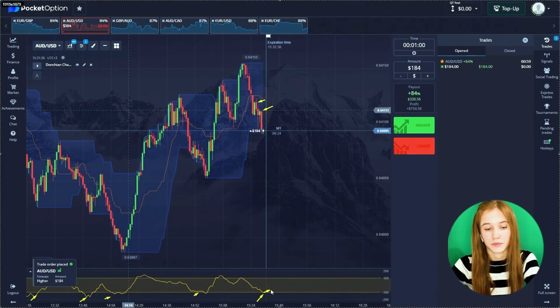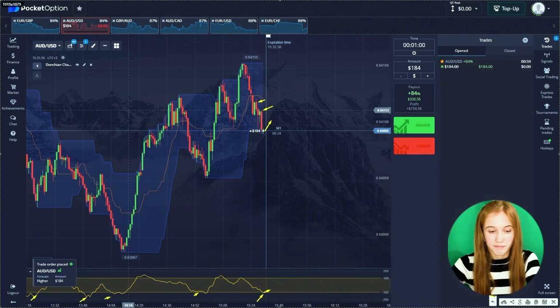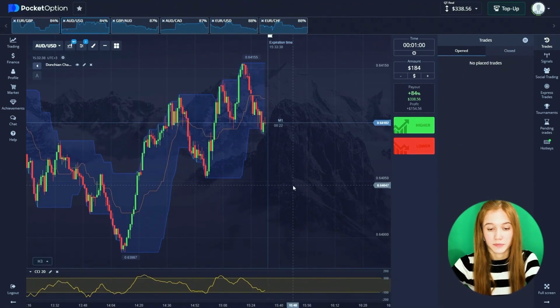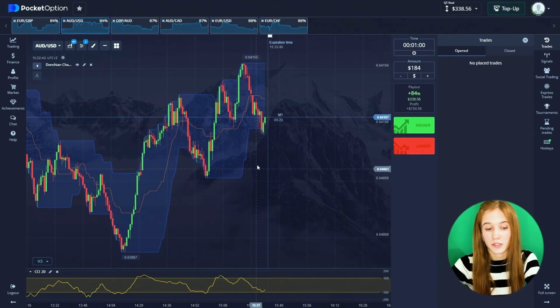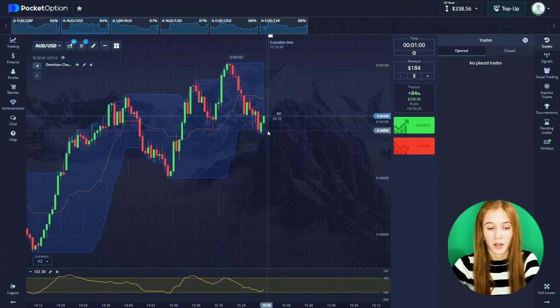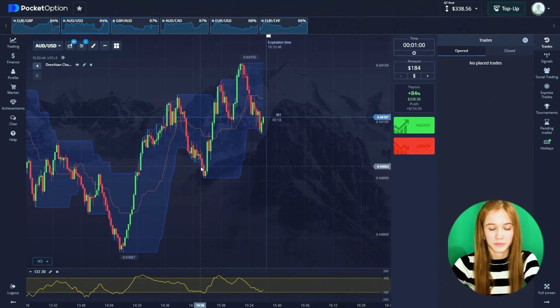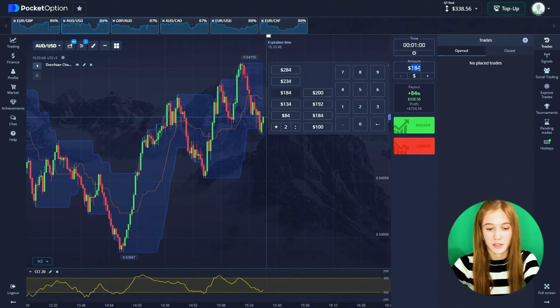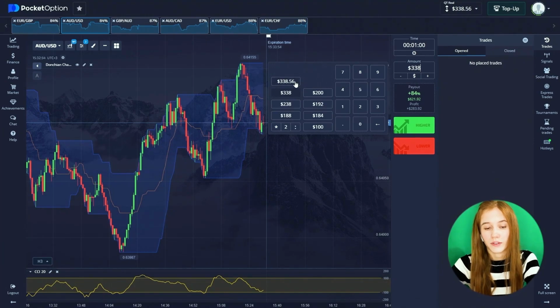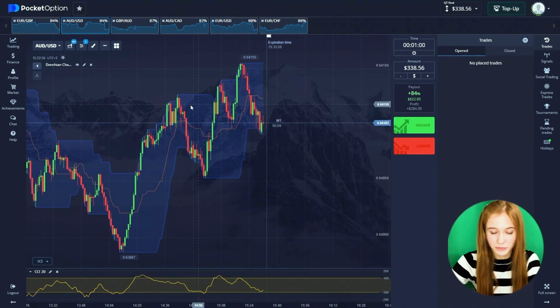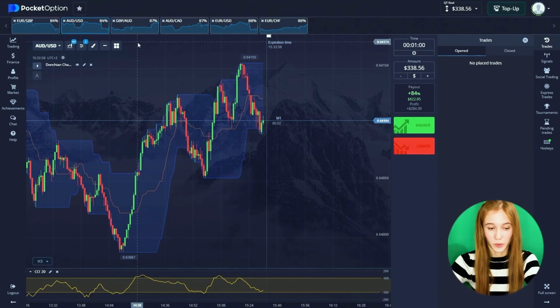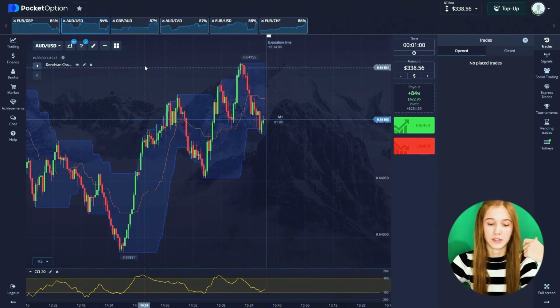A couple of places I see. Let's see. We see that the deal was closed, and our balance increased. Good, very nice. Let's increase the amount to $338. And we move on to the third candle.